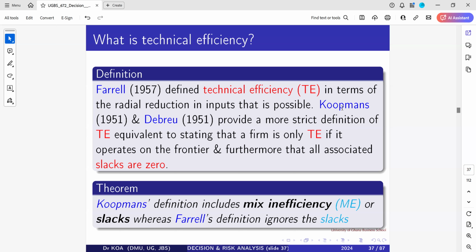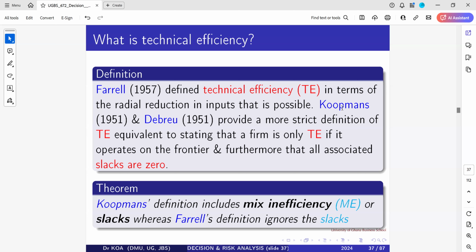Why? How does it bring out the difference? It means that if a firm is mix inefficient, there were some inputs that were not fully utilized. So there were some unused resources available. Okay, I think you're getting there.